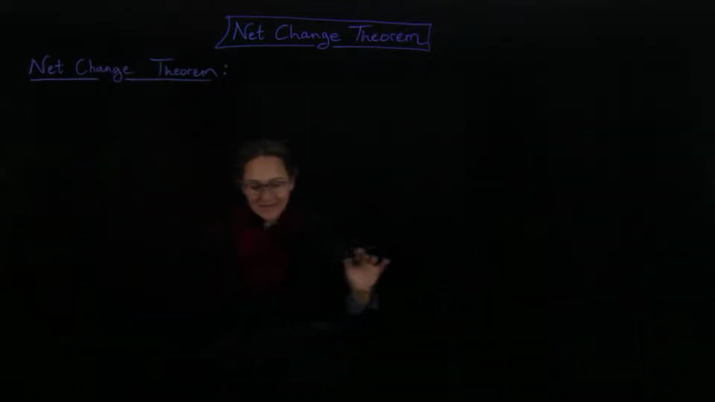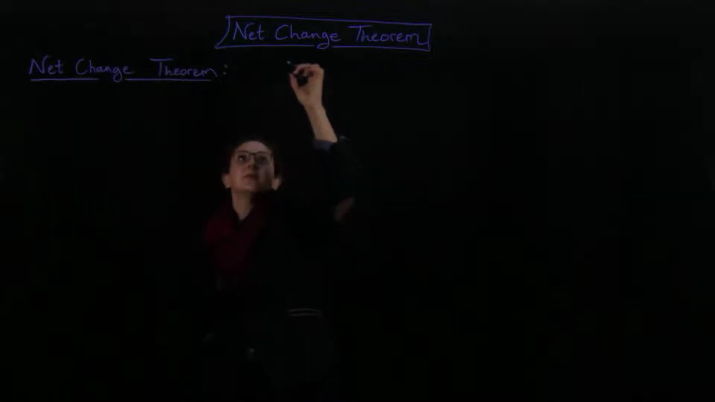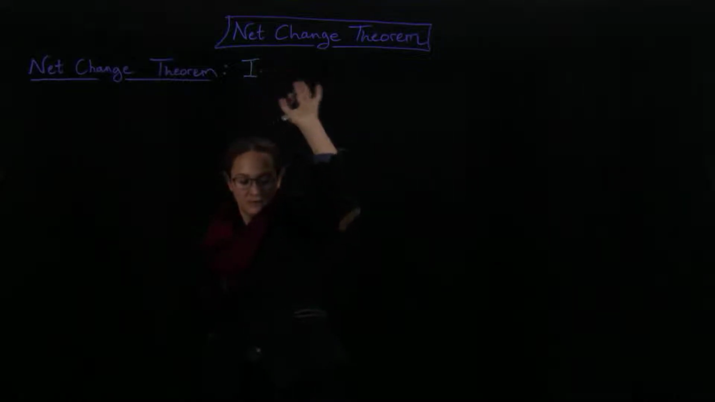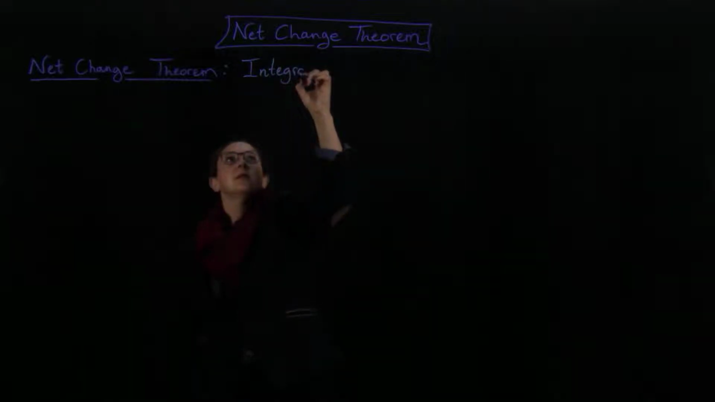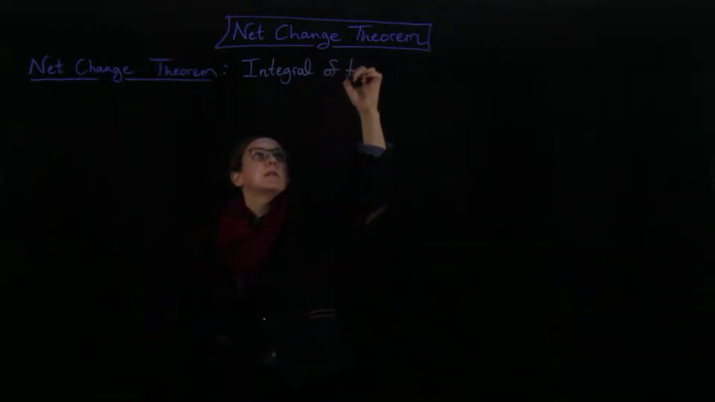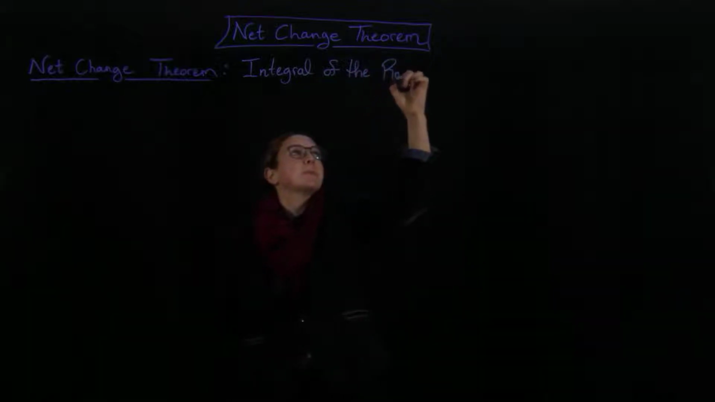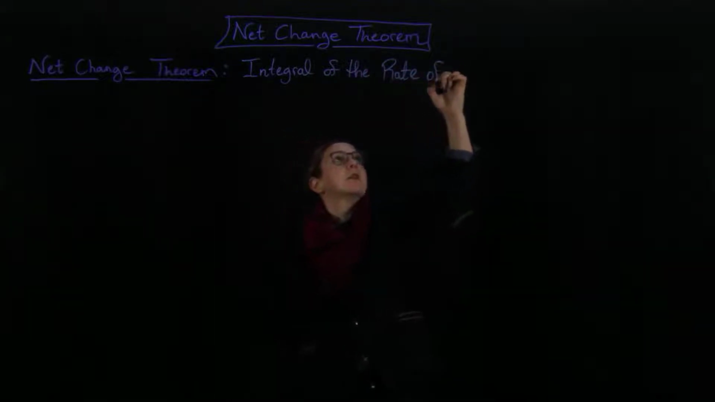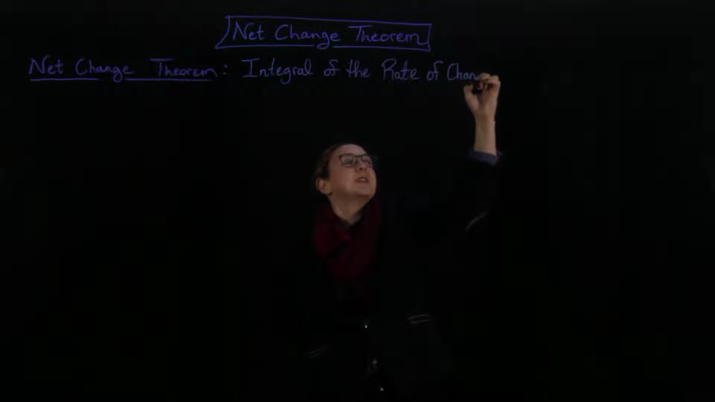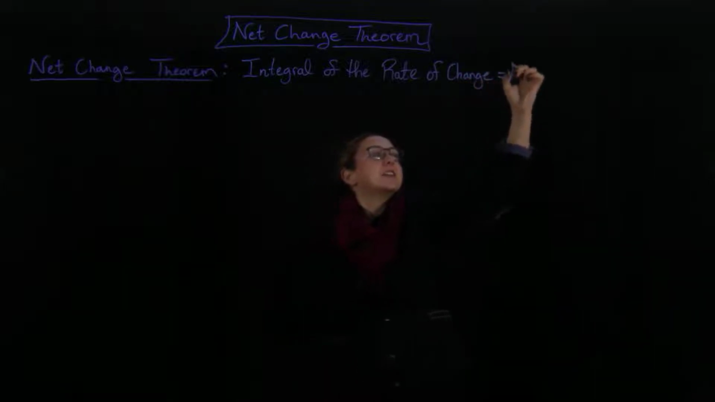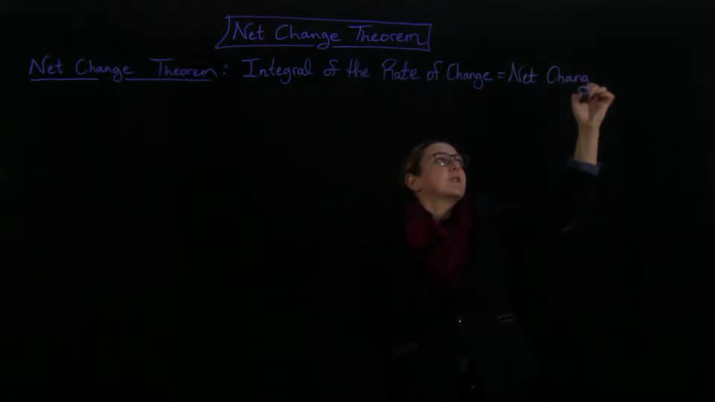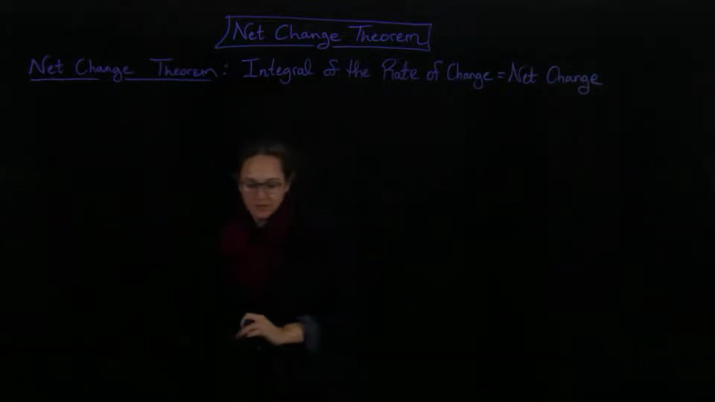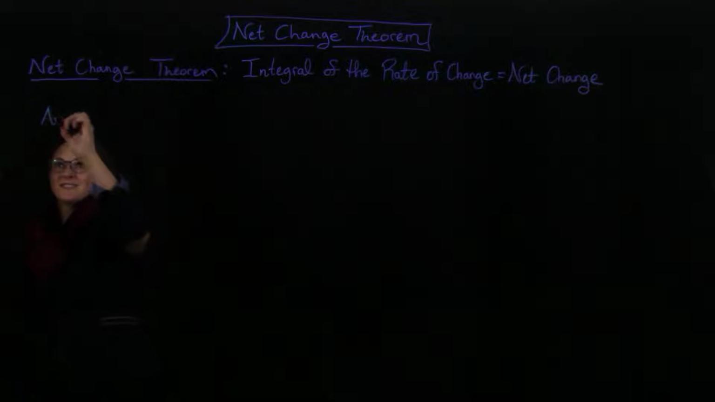What it says is that the integral of the rate of change is equal to the net change. So the integral of the rate of change, whatever the function is for the rate of change, and you integrate that, you're going to get the net change over the interval that you integrated over. Okay, so let's go ahead and look at an application.